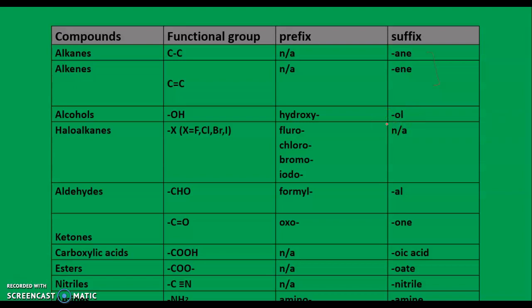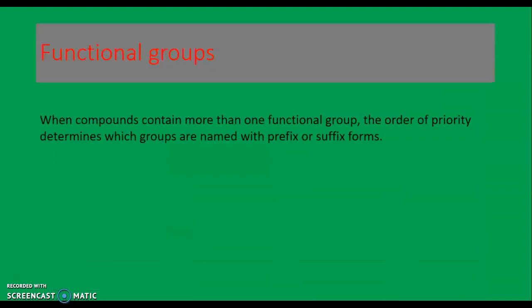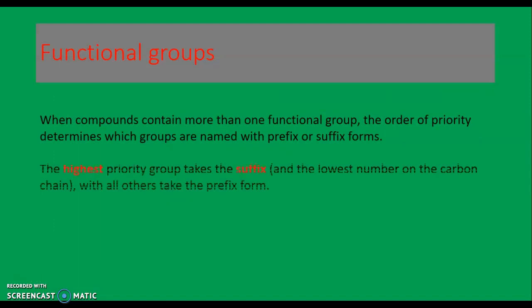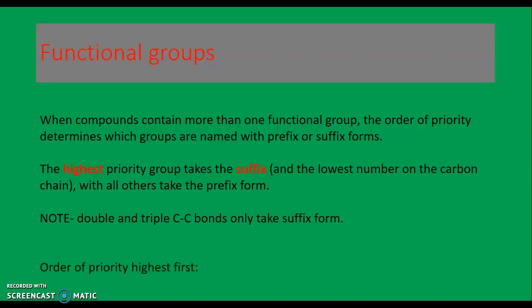Now, how do you know which one is a prefix and which one is a suffix? For that, you would need to know the priority rule. The priority rule is that if a compound contains more than one functional group, the higher priority would become the suffix and the lower priority would be the prefix. But if it's a double or triple bond, they'll always be the suffix. So how do we know which one has more priority? This is the order of priority.